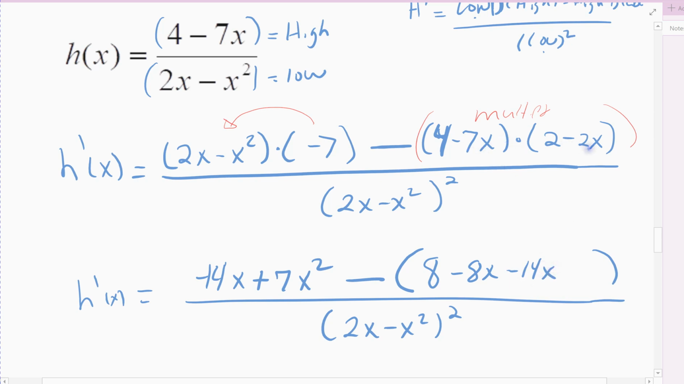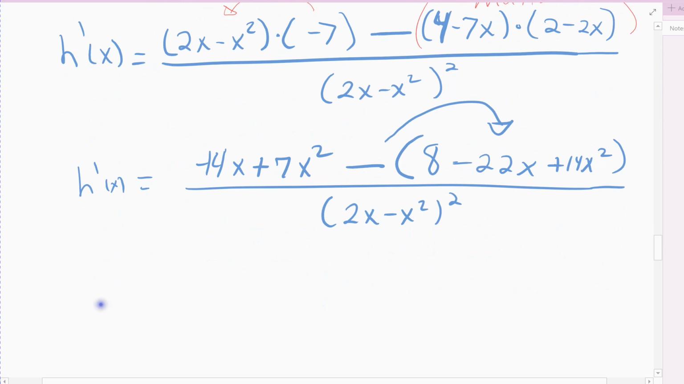Negative 7x times a negative 2x is going to give me a positive 14x squared, if I can squeeze it in there. And then I'm going to go ahead and rewrite this as 8, and 14 is going to give me negative 22x plus 14x squared. All right, I just added the negative 14 and the negative 8, right? Because I had a negative 8 and a negative 14 that I had to get. I'm now going to distribute this negative and then collect like terms and I'm done.